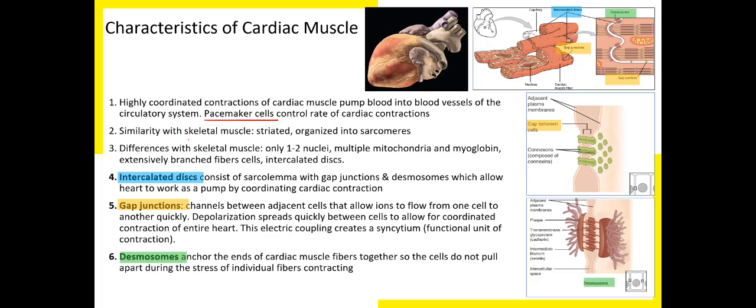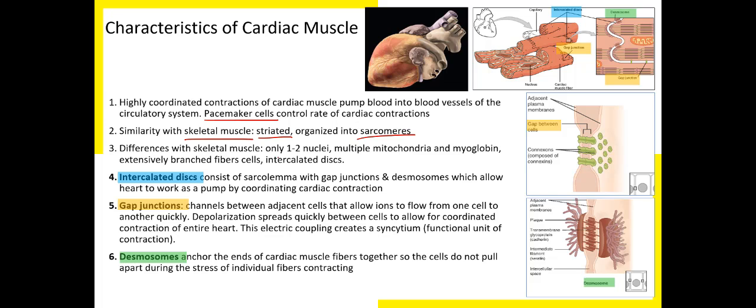In terms of similarity of cardiac muscle with skeletal muscle, as I said, they are striated, so they've got these bands of light and dark, and they're organized into these sarcomeres. And we're going to talk about sarcomeres when we move on to talk about skeletal muscle.